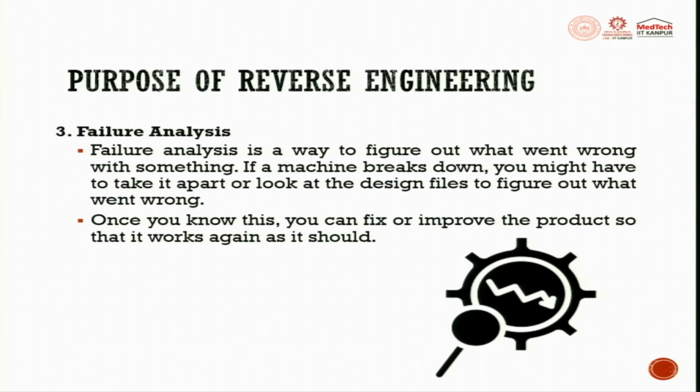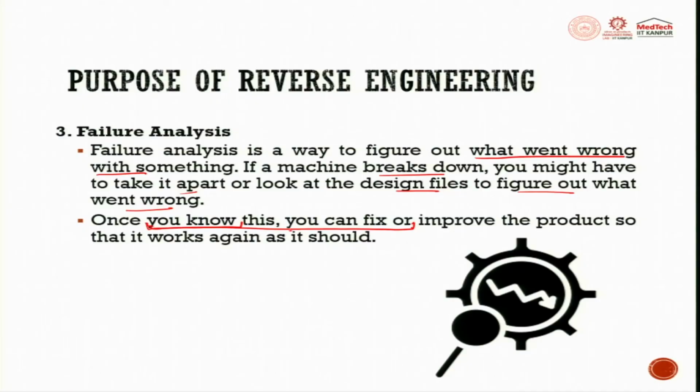Now next, failure analysis is also one of the purposes of reverse engineering. Failure analysis is the way to figure out what went wrong with something. If a machine breaks down, you might have to take it apart or look at the design files to figure out what went wrong. Once you know this, you fix it. Nothing can be manufactured unless it is measured, nothing can be fixed unless it is understood, nothing can be retrofitted unless it is rectified. So first we need the correct measurement and correct understanding. If we know the dimensions, then only we can fix this.